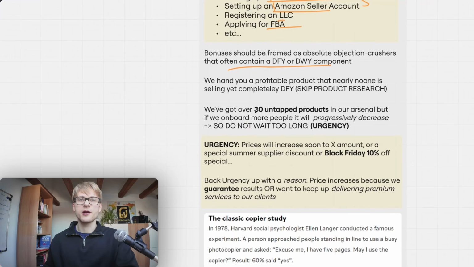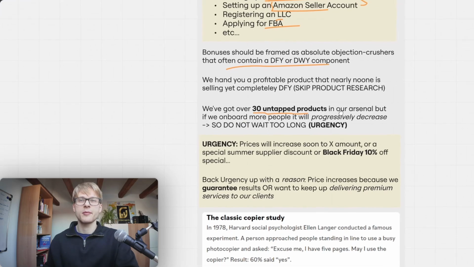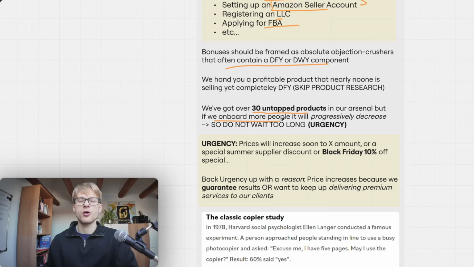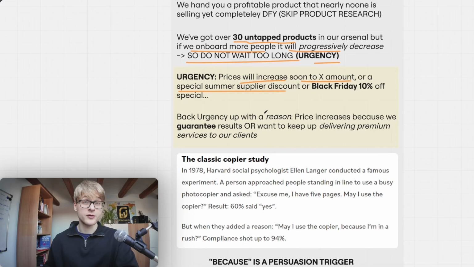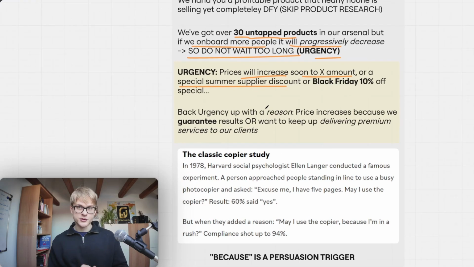Now, another thing could be something like, we've got 30 untapped products in our arsenal, but if we onboard more people, it will progressively decrease. So don't wait too long. Something like that is a great way for urgency, okay? Urgency, prices will increase soon to X amount, or we have a special summer supplier discount, for example. And you always want to back up urgency with a reason, because price increases alone seem very, very pitchy in marketing, and people don't like to get sold to. So you always want to give a reason why these prices are increasing.